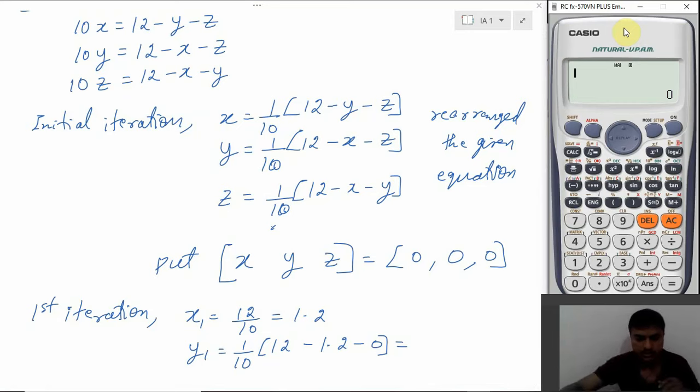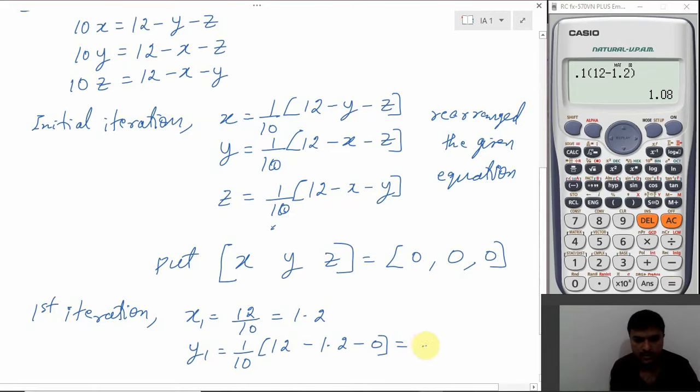Yes, so what will be the value? That is 0.1 in the bracket. Okay, bracket is not working here, so just take bracket 12 minus 1.2. So easily you should get the answer 1.08. That's a fixed value. On the calculator on the right hand side you can see it's 1.08.